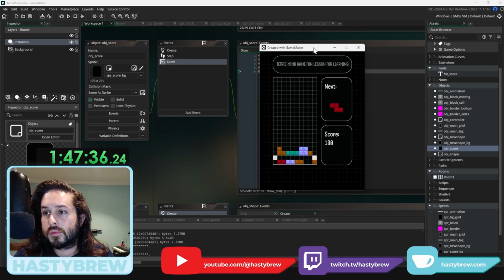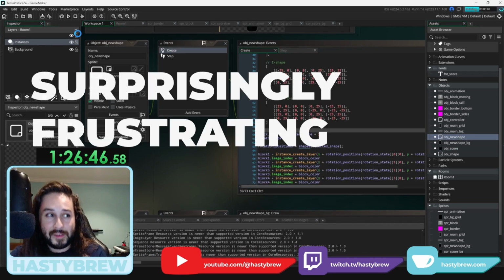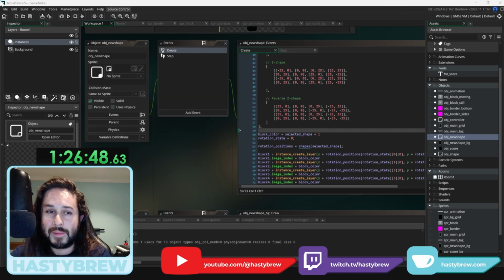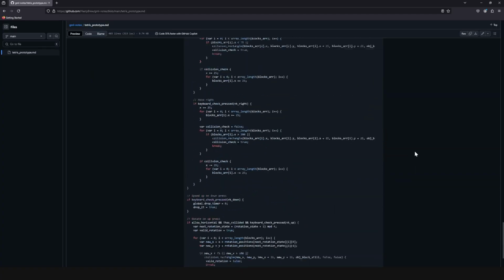I made Tetris in GameMaker, and it was super easy. And by super easy, I mean surprisingly frustrating. You know, the mark of a good puzzle game is one that's easy to understand but has mechanics that can take years to master. Turns out that applies to programming Tetris too.